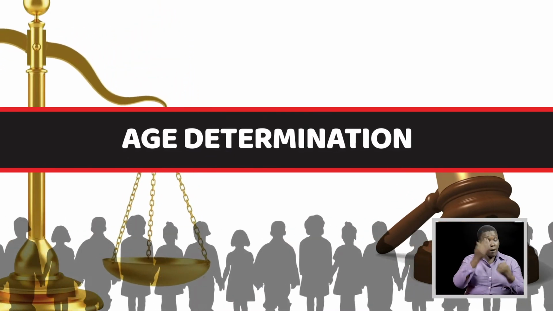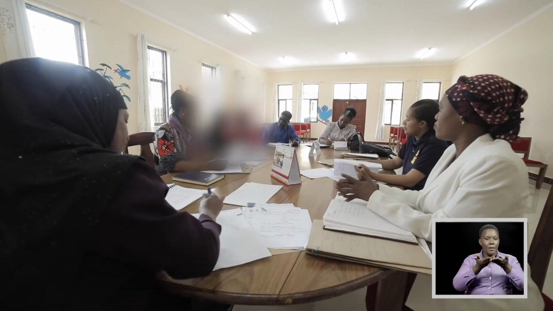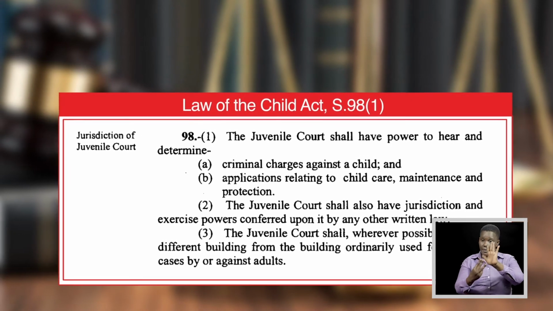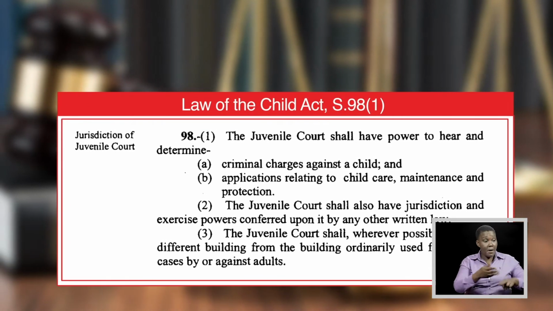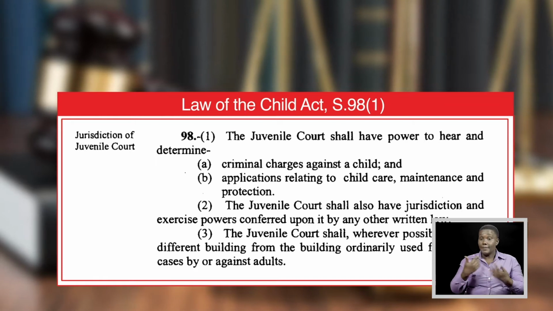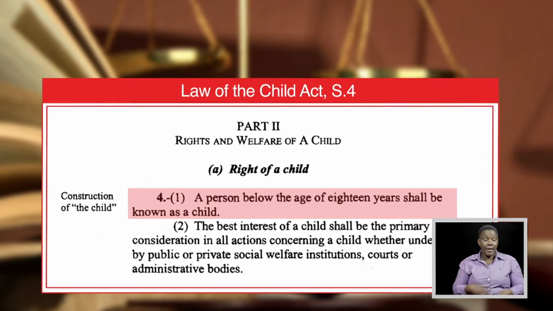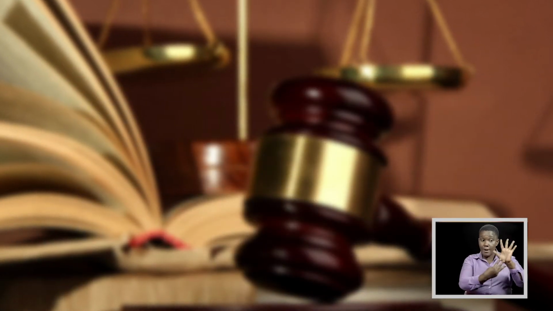Age determination. In juvenile court proceedings, age determination is very important to be considered early, once disputed, because it matters in ascertaining whether the court has jurisdiction to proceed with the case or not. Section 98 of the Law of the Child Act states that the juvenile court has jurisdiction to hear and determine criminal charges against a child. That means a person below the age of 18 years is a child as provided for under Section 4, subsection 1 of the Law of the Child Act. If a person is above 18 years of age, his case will be heard and determined in ordinary courts.